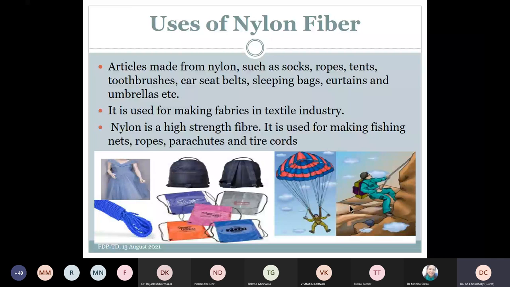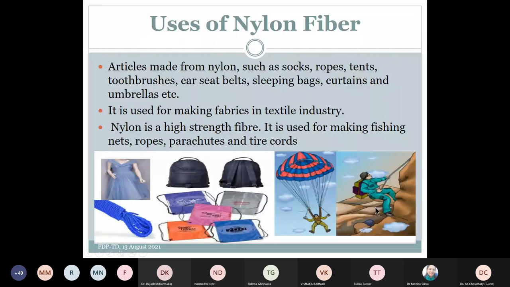Nylon is one of the stronger fibers, and in all its applications and usage, its strength is the important part. On the basis of its higher strength, we can use nylon fibers especially in parachutes, in mountaineering, in bags, and in industrial rope.